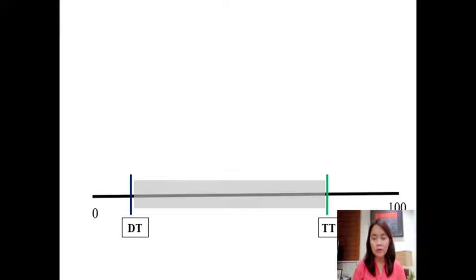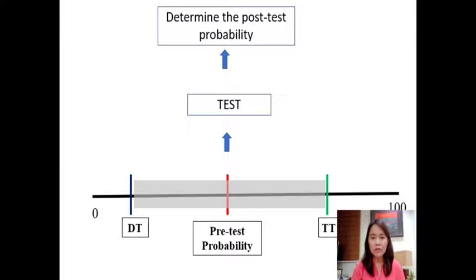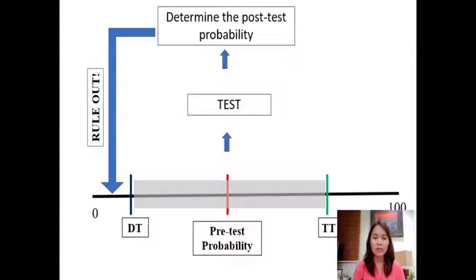And then if you set your pretest probability and it falls anywhere within the gray area, the next decision for you now is to do a diagnostic test. Based on the properties of your test, you can now determine the post-test probability of the disease in your patient. After doing the test, if the post-test probability is negative and it falls beyond your diagnostic threshold, you can confidently rule out the disease.